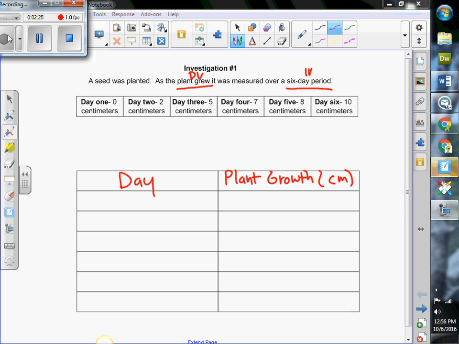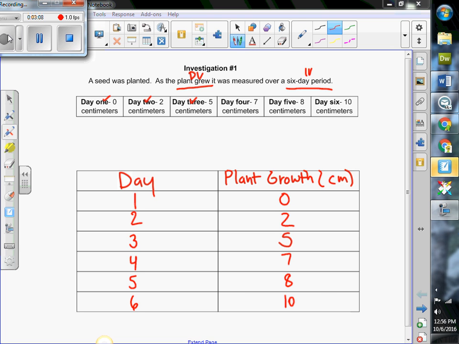All right. Next step is basically just to fill in the data. So we have day 1, day 2, day 3, 4, 5, and 6. All right, and we have to look, how much did the plant grow during those days? So on day 1, how much did the plant grow? It grew 0 centimeters. On day 2, it grew 2 centimeters tall. On day 3, 5, 7, 8, and 10.